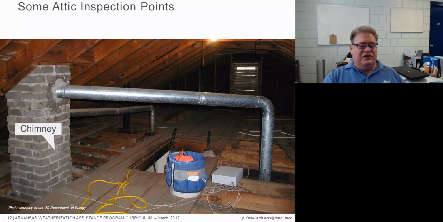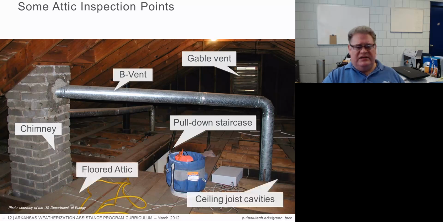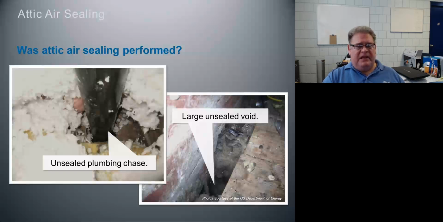Okay, so here we've got a chimney. What about our chimney? Do we need to do something about damming around that? We've discussed the B vent and the pull-down staircase, the gable vent, our ceiling joist cavities, and our floored attic area. So when we look at air sealing, when we're specifically talking about air sealing, was it performed? Here we see a couple of areas where we don't have air sealing that was performed. And when they get large, like the one on the right, that's not good at all.